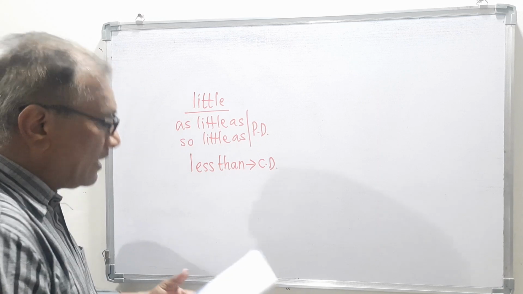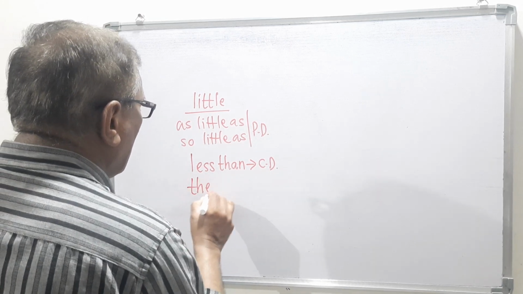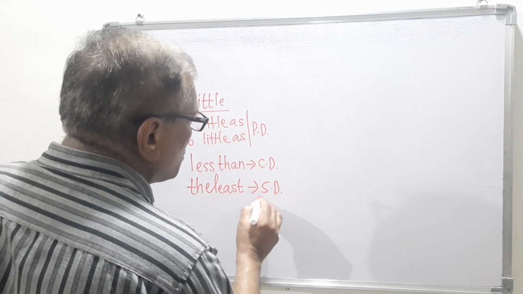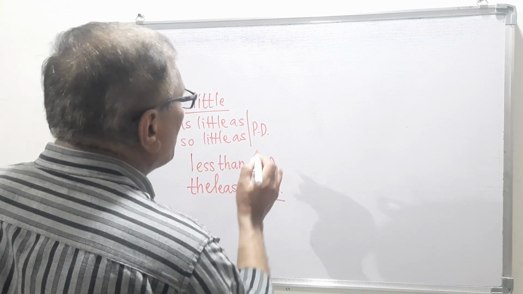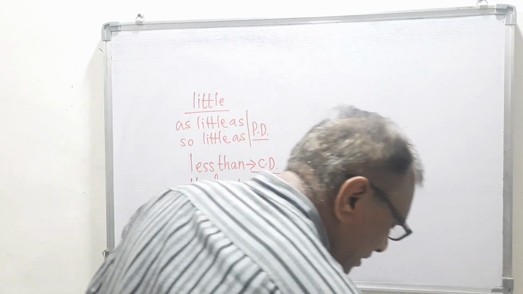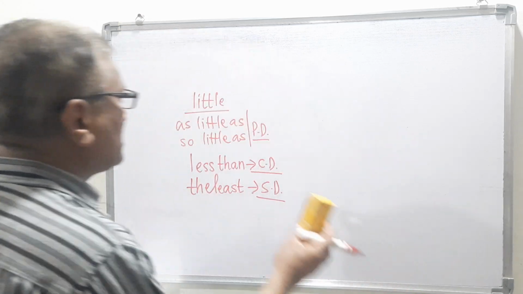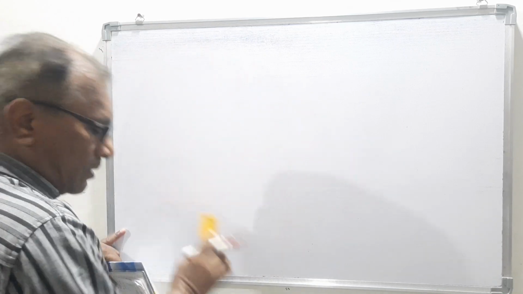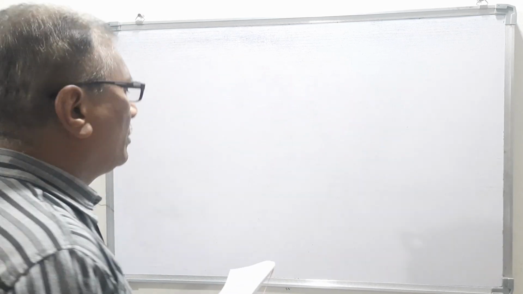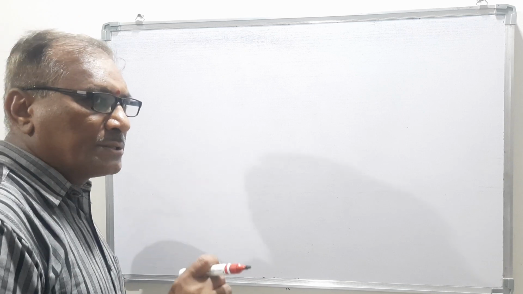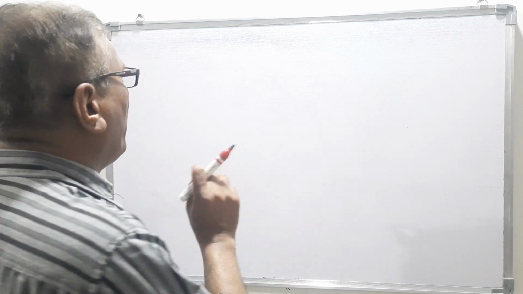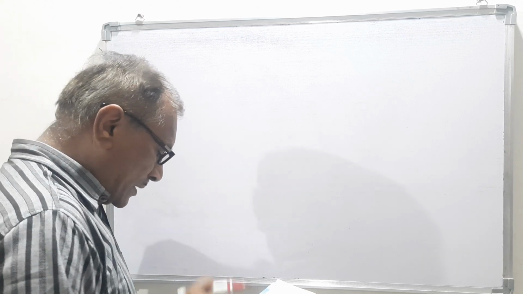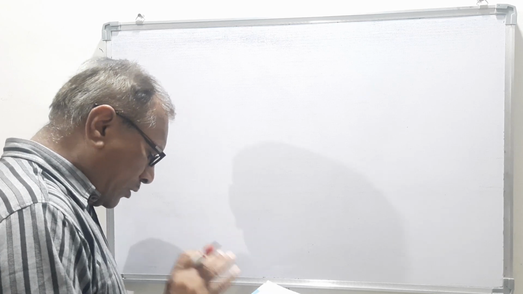Remember, then the least, LEAST, least. This is the SD form. SD means superlative degree form, CD means comparative degree form, and PD means positive degree form. So remember, here we are discussing the forms of degrees of the particular irregular words which do not follow the regular rules of ER, EST, more. So we cannot make their forms as gooder, and like this, better we cannot say.